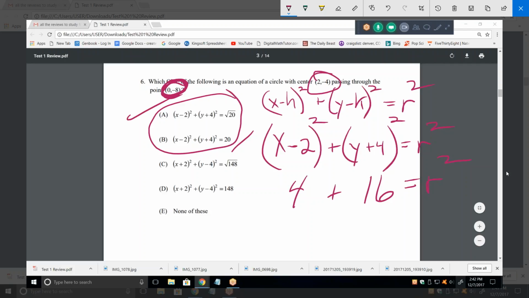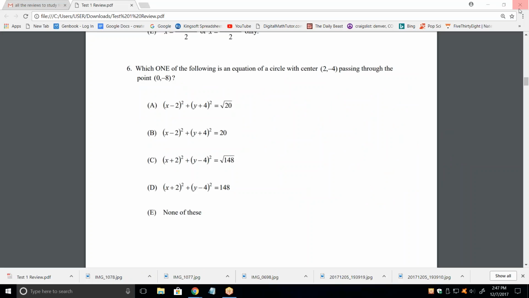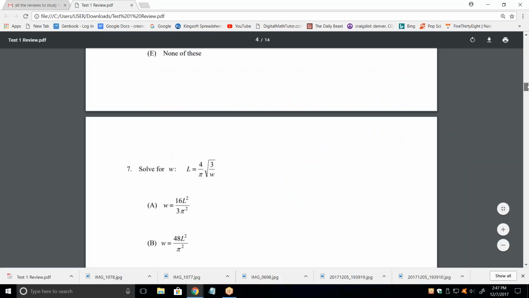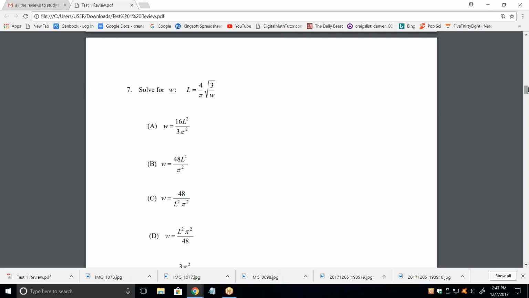But the key to this problem is to know the general equation. If you don't know these general equations, Zach, make up a set of index cards for yourself. On one side, say circle. On the other side, put that general equation. And make a note that h is the x coordinate of the center, k is the y coordinate of the center, and r is the radius of the circle. But you've got to memorize these. Otherwise, there's no way to do that problem.